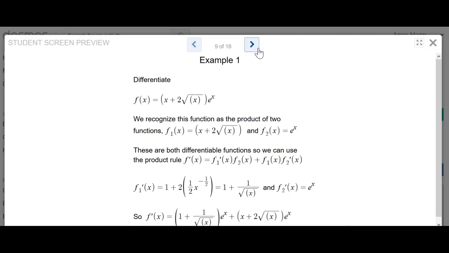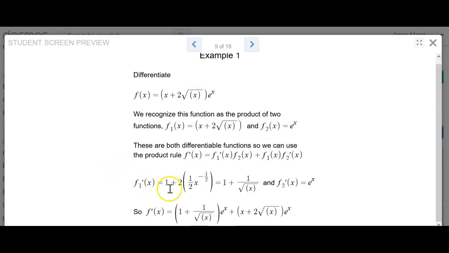Okay, so now let's look at some examples of how you'll be using it. So differentiate this function. Before, even if we had multiplied the e to the x through, we still would have a sum of products, and we didn't know how to differentiate that yet from section 3.1. But now we do. So we can look at this first factor as a function, and this e to the x factor as a function. They're both differentiable, so we can use the product rule.